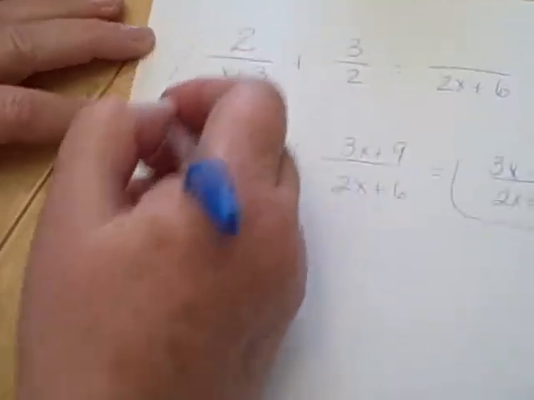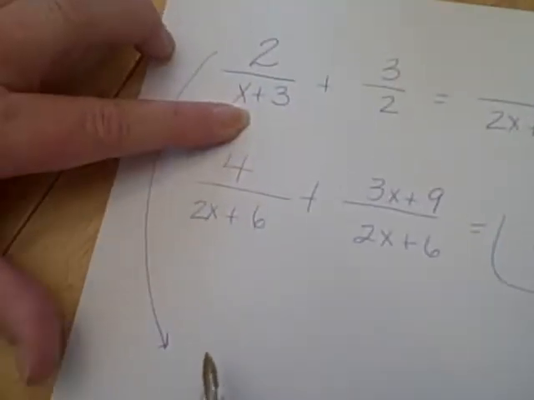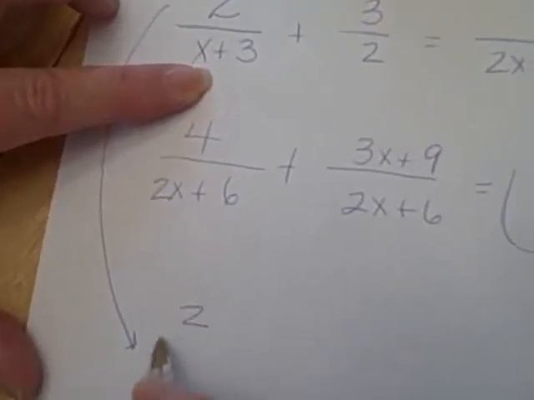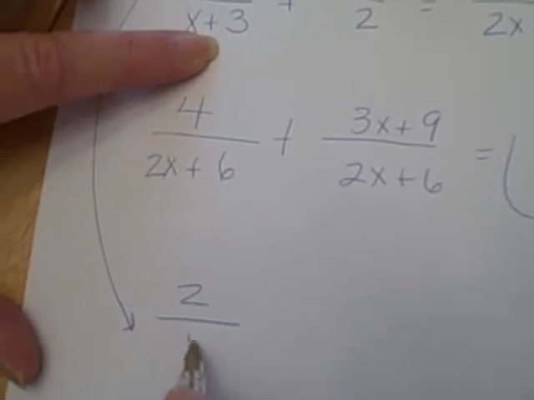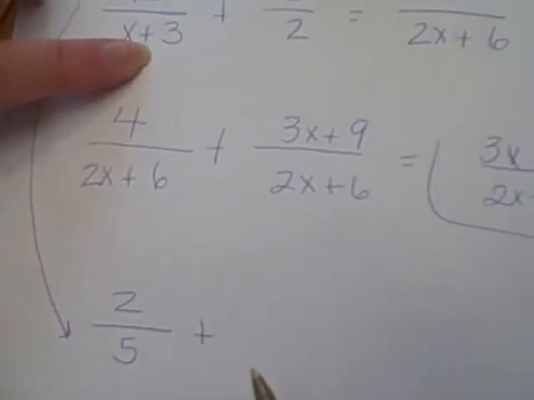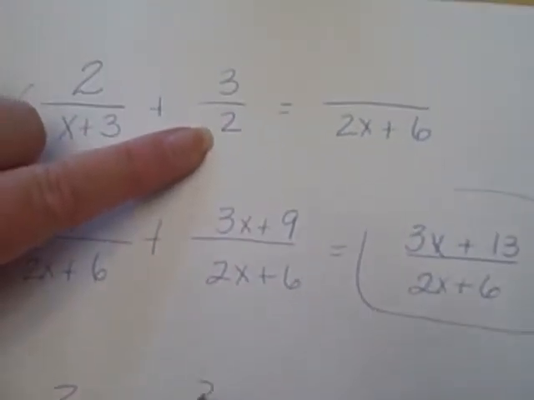If you ever want to check it, all you have to do is pick a number for x. 2 is an easy number to pick. So if you take your original problem and make x 2, then really what you have is 2 over 2 plus 3 or 5, and you're adding that to 3 halves.